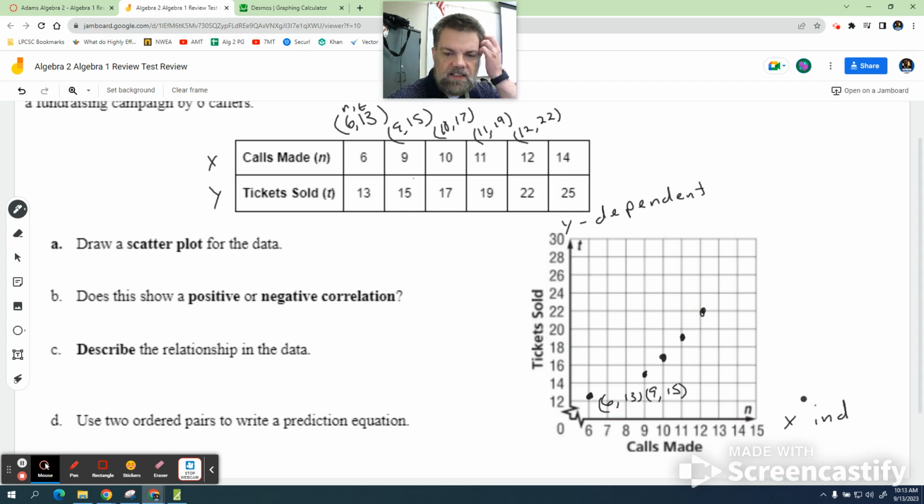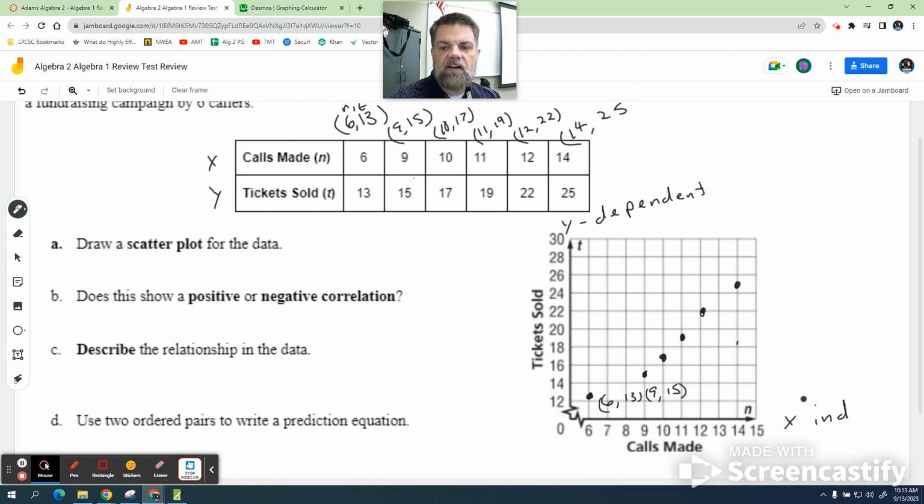Why does 6, 13 look off a little bit? All right. Then the next one's going to be 14, 25. So if I go over 14, about 25. Okay. And 6 comma 13 is the only one that's way off. So this is 14 comma 25.